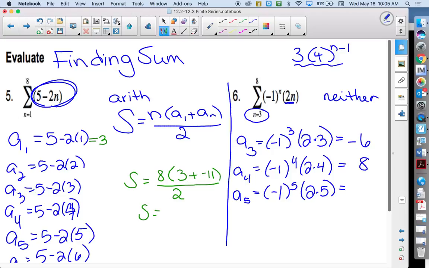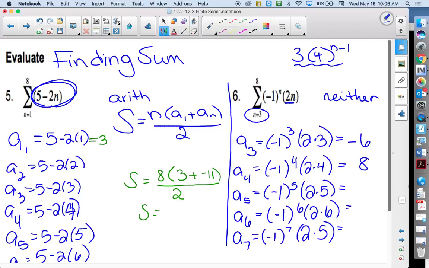When you plug a 5 in, and then have negative 1 to the 5th power, you get? What's 2 times 5? 10. And then negative 1 to the 5th power is? Negative 10. So that's a negative 10.